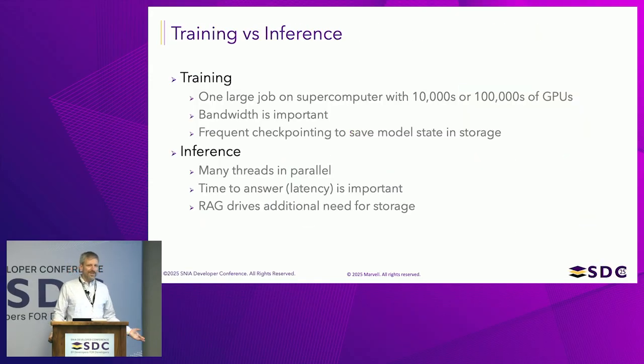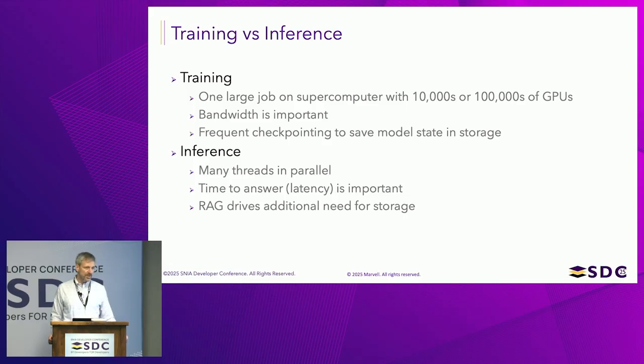I want to give a high-level overview of training versus inference. When we talk about training, that's where one large job works on a supercomputer with 10,000 or 100,000 GPUs. So here the key parameter is bandwidth. These jobs can also run quite long. So if there's an error in the system, you don't want to lose all the results at that point. So it's also important to checkpoint the data from time to time to save the model state in storage.